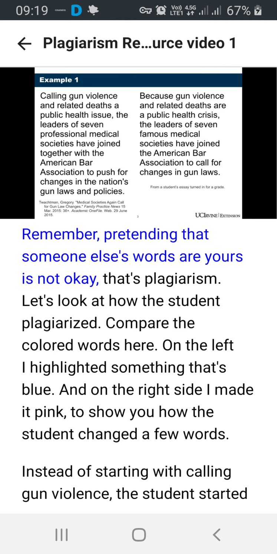Remember, pretending that someone else's words are yours is not okay. That's plagiarism. Let's look at how this student plagiarized. Compare the colored words here. On the left, I highlighted something that's blue, and on the right side, I made it pink to show you how the student changed a few words.